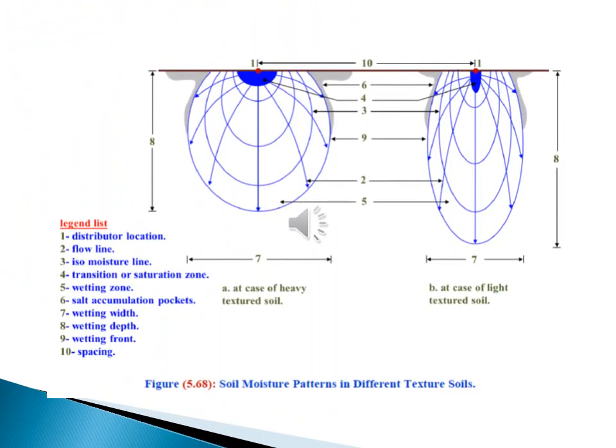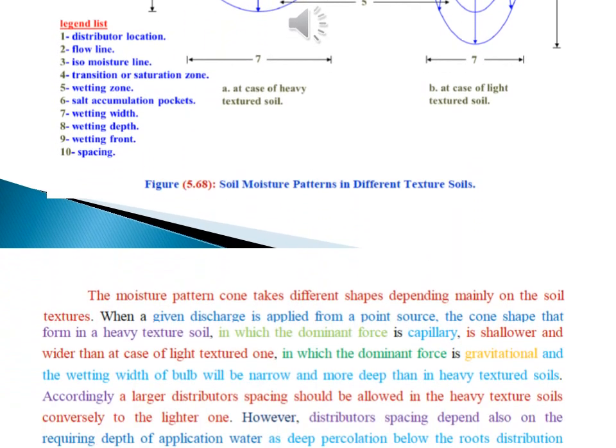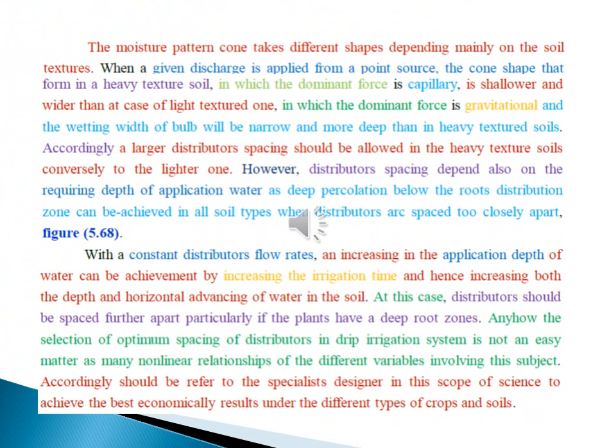Figure showing soil moisture patterns in different texture soils. As you see, my dear, a case of heavy texture soil and light texture soil. Follow it, it is a fantastic practical figure. The moisture pattern cone takes different shapes depending mainly on the soil texture. With a given discharge applied from a point source, the cone that forms in heavy texture soil, in which the dominant force is capillary, is shallower and wider than in lighter texture soil, in which the dominant force is gravitational, and the wetting depth of the pulp will be narrow and deeper than in heavy texture soils.